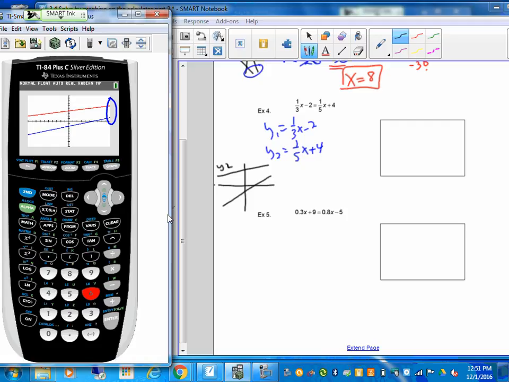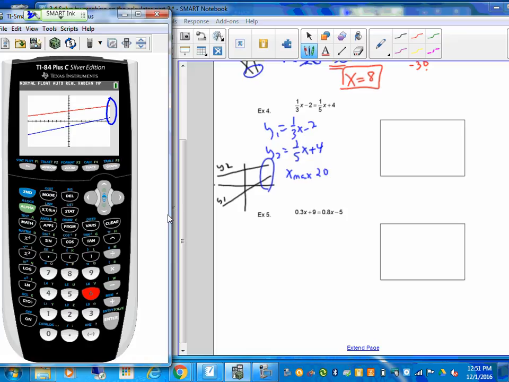Oops, the top one is Y2, and the bottom one is Y1 this time. And this time we need to head over to the right. So we are going to change our X max. All right, we're going to change X max. And I'm going to try 20 and see how that works.